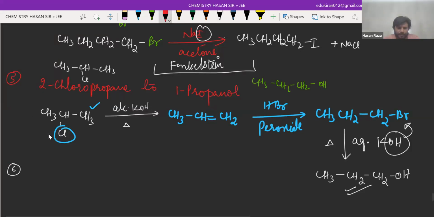The next is very easy. I'm going to give you a very easy one. This question I'm expecting from everyone. Chloroethane to butane. Very easy it is.